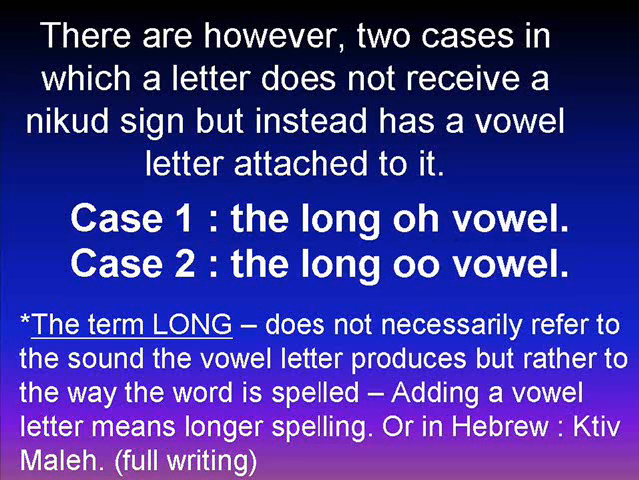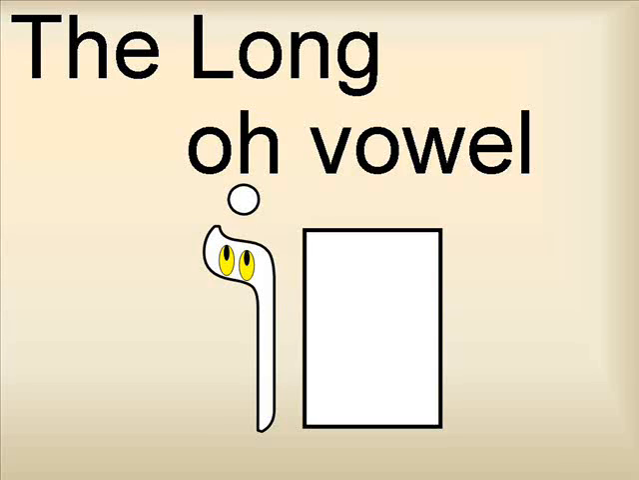There are, however, two cases in which a letter does not receive a nikud sign, but instead has a vowel letter attached to it. Case 1, the long O vowel. Case 2, the long OO vowel. The term long does not necessarily refer to the sound that the vowel letter produces, but rather to the way the word is spelt. Adding a vowel letter means longer spelling, or in Hebrew we call it Ktiv maleh, which literally means full writing or full spelling.